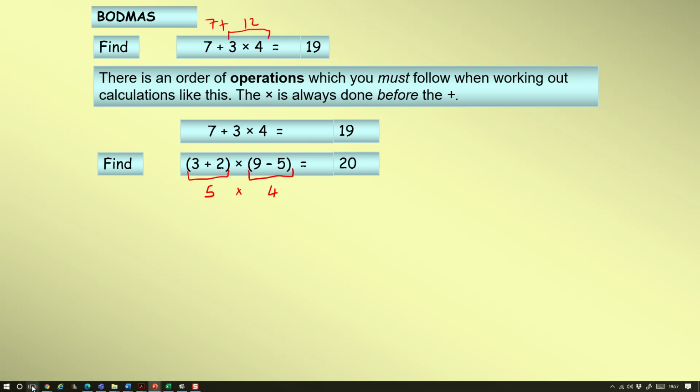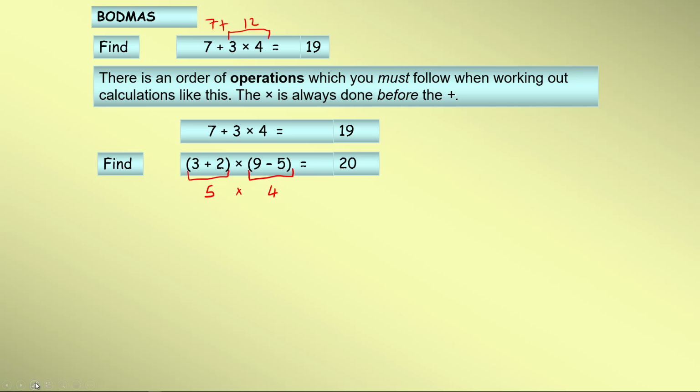Okay, good. Let's get rid of that, and I'm going to give you one more question to have a go at. Let's see how you get on. There we go. Get my pen back. Go red. Ready. Off you go. Have a go at this one.